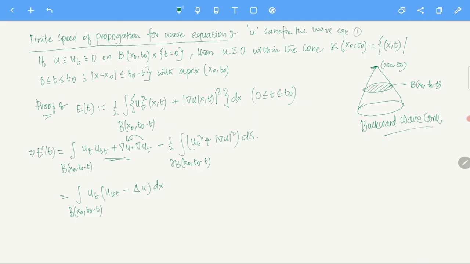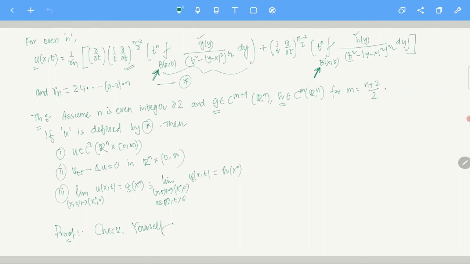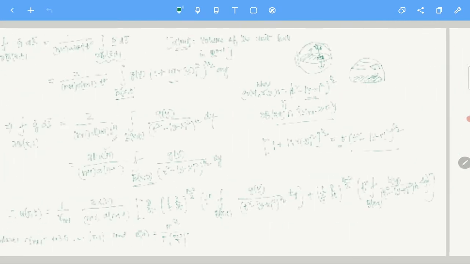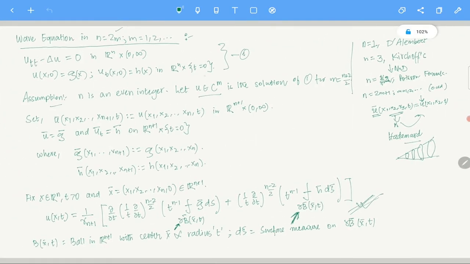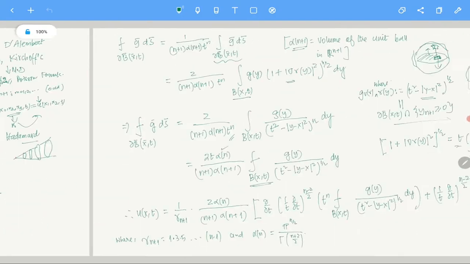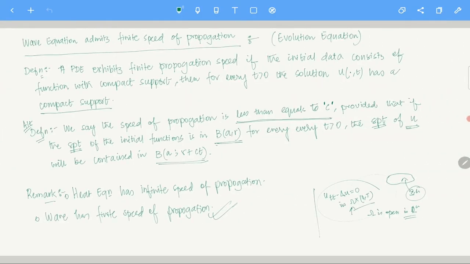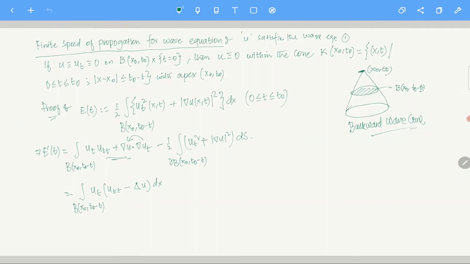So 1 is this. Where is 1? u satisfies this. Yes, of course, u is a solution of this, where g and h are taken to be 0.